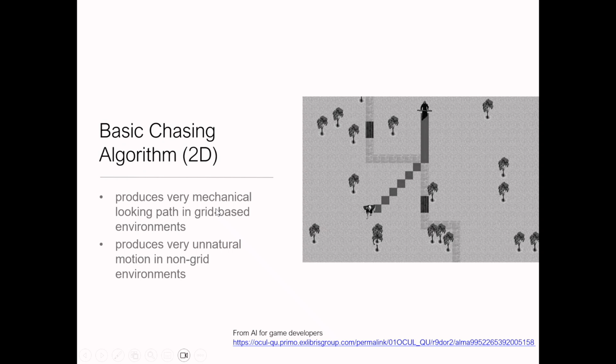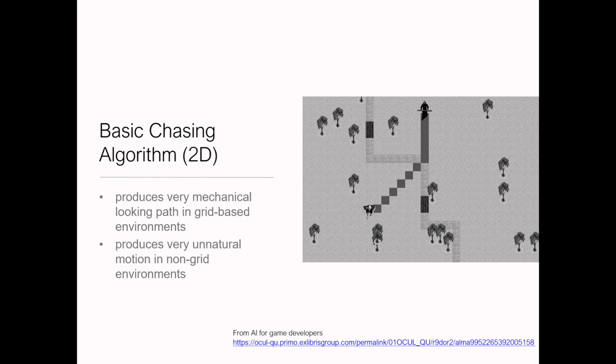So the motion this produces, it works, right? The predator will always catch stationary prey in this case. So that's nice. But the motion that's produced is very mechanical looking, right? This looks like something a computer would generate.